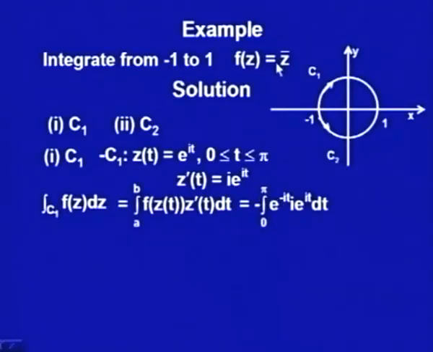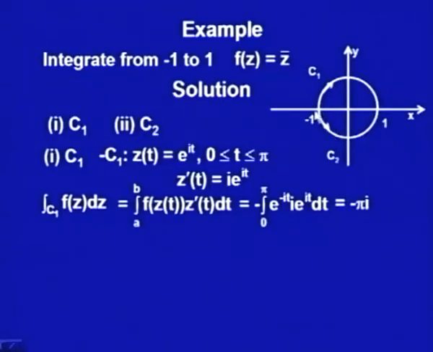The function is z bar. Z bar means its complex conjugate. So if the function is e to the power i t, then its complex conjugate would be e to the power minus i t, times i e to the power i t dt. So what we have got is just i. From here, e to the power minus i t into e to the power i t is 1. So minus i integral 0 to pi, that is, we would be getting minus pi i.